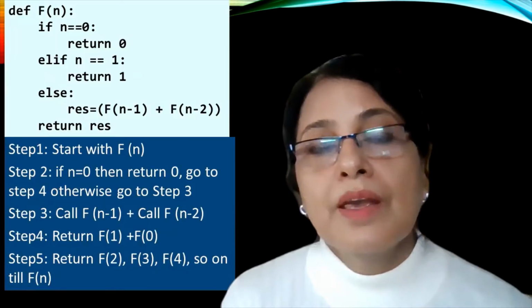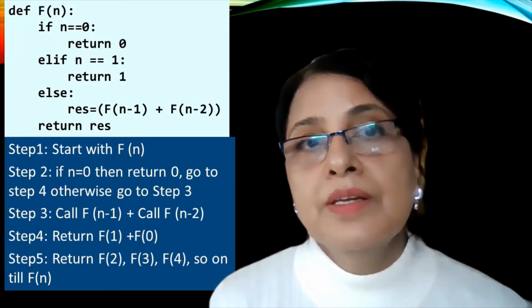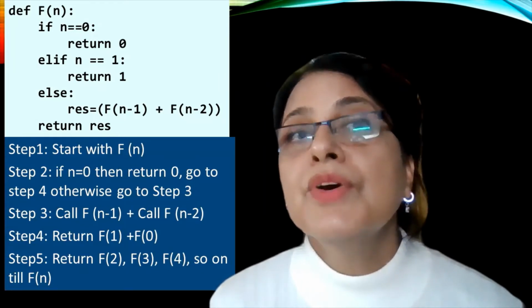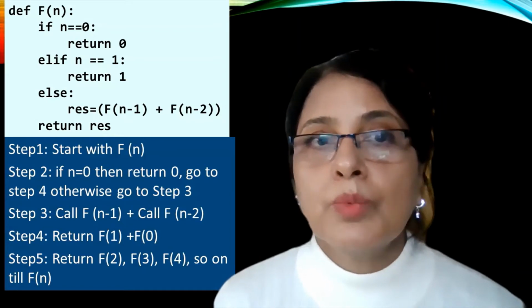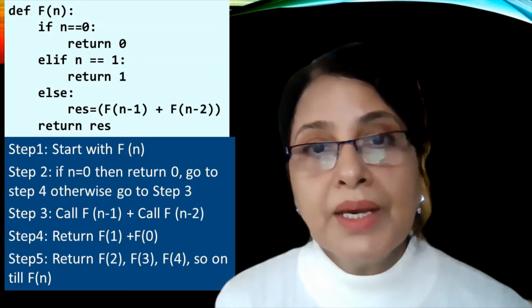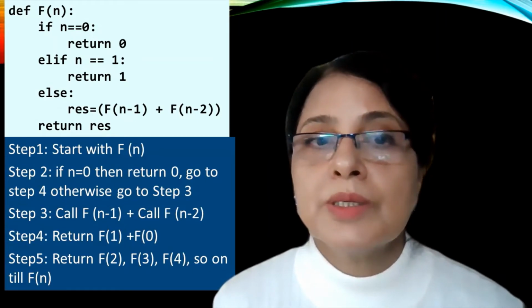If we have the function Fn, where we'll give a condition, if n is equal to 0, return 0, else if n is equal to 1, return 1, else the result of Fn minus 1 plus Fn minus 2 is stored in a variable called res, which is returned.